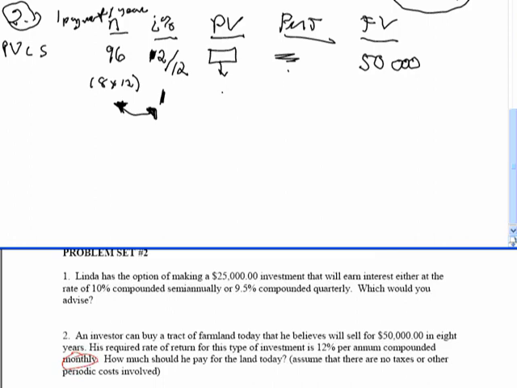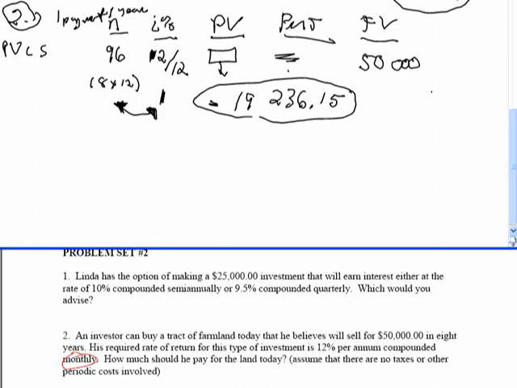So compute present value, and what do you get? Well, it's going to be a negative $19,236.15. And that should be the answer to this problem. So if our investor bought the tract of farmland for $19,236.15, held it for 96 months, 8 years or 96 months, and did in fact sell it for $50,000 at the end of the 96 months, that investor will achieve exactly a 12% per annum return.